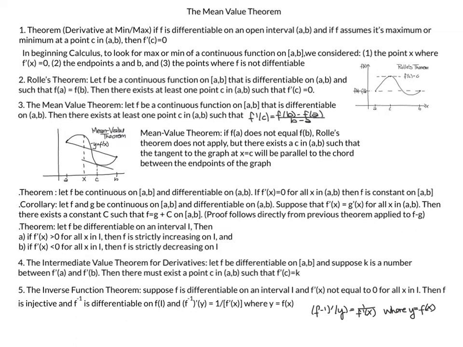Another theorem that you're familiar with, again proven using the mean value theorem, is: if the derivative is greater than 0, then f is a strictly increasing function. If the derivative is less than 0, then f is strictly decreasing. We will also go over the intermediate value theorem for derivatives, which is related to the intermediate value theorem, and we will look at the inverse function theorem.